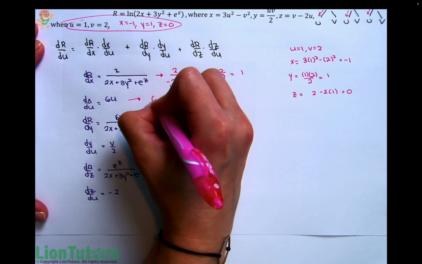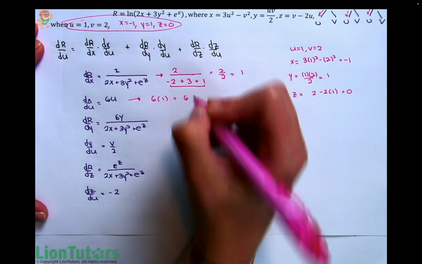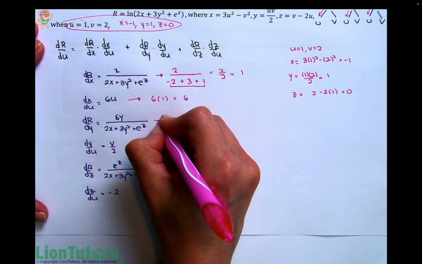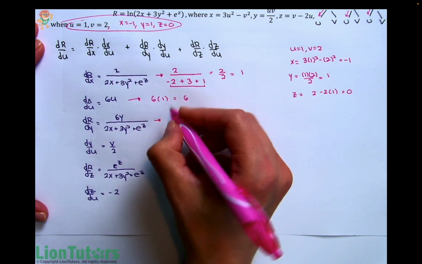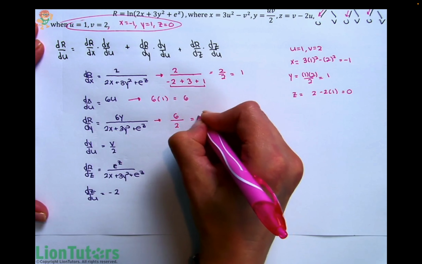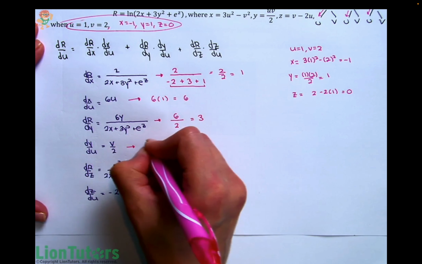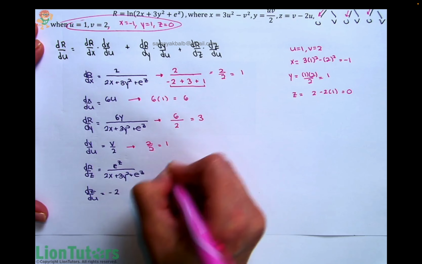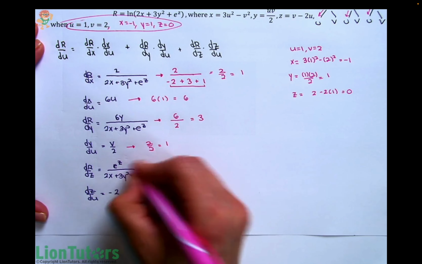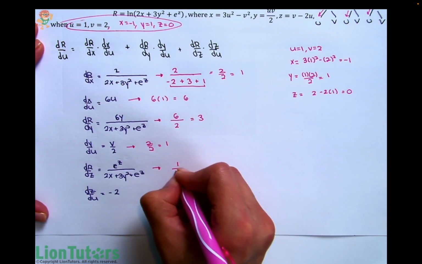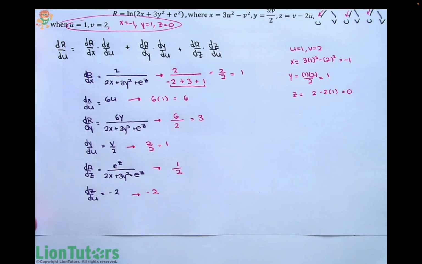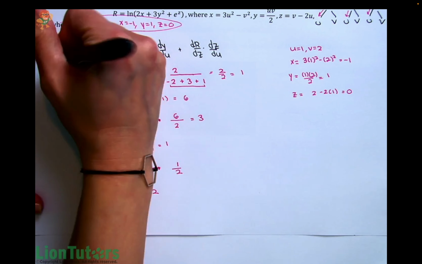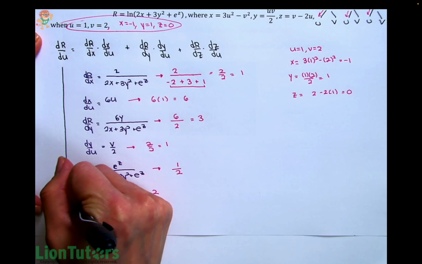Here, 6 times our u, which is 1, is going to give us 6. Here, it's going to be 6 times y, so it's going to be a 6 on top, and we already know this bottom simplifies down to 2, so it's going to give us a 3 overall. Here we have 2 over 2, which is 1. Here we have e to the 0, which is 1 over 2. And then here we have just negative 2. There's nothing to plug into there. So we'll take all of these values and come back to our main formula.